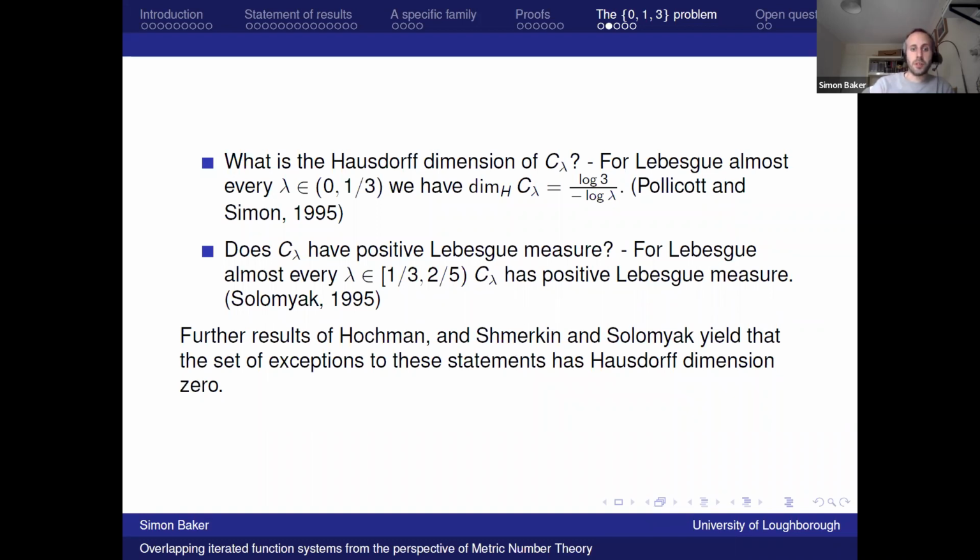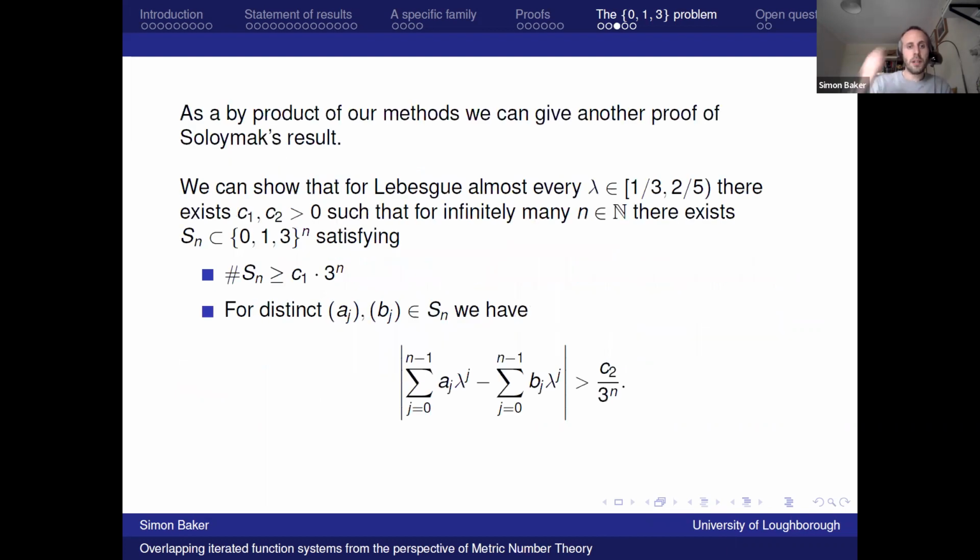And what I want to explain to you now is how using these techniques, using these ideas which allow us to construct these well-separated sets, we can prove this result of Solomyak fairly cheaply, that for Lebesgue almost every lambda, C lambda is going to have positive Lebesgue measure. So how do we do this? We can give a pretty short, snappy proof of Solomyak's result.